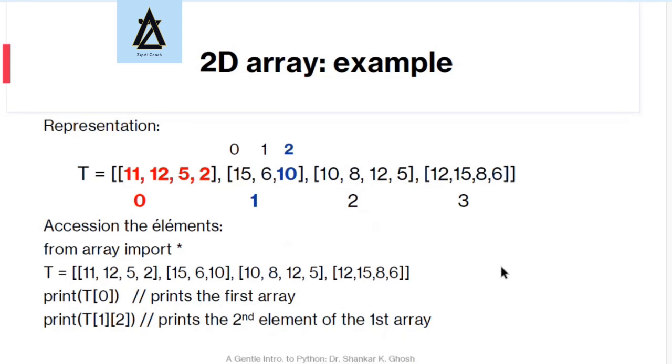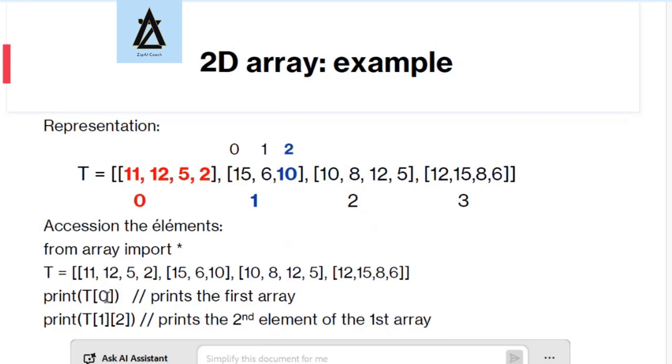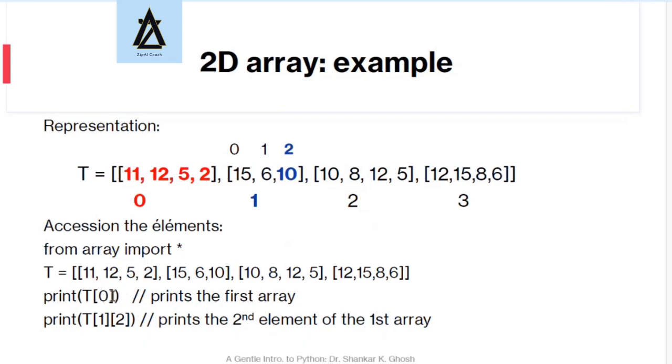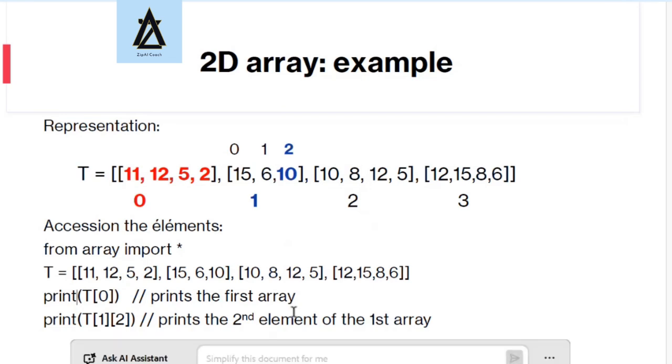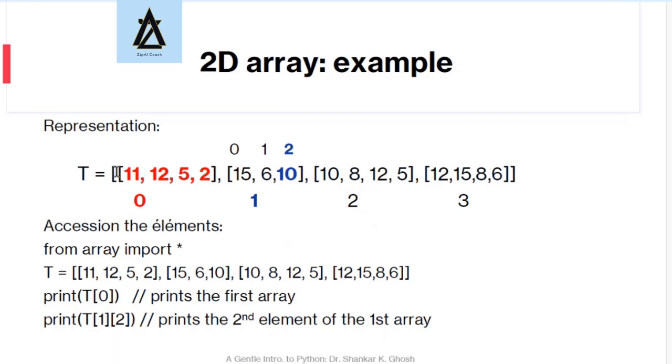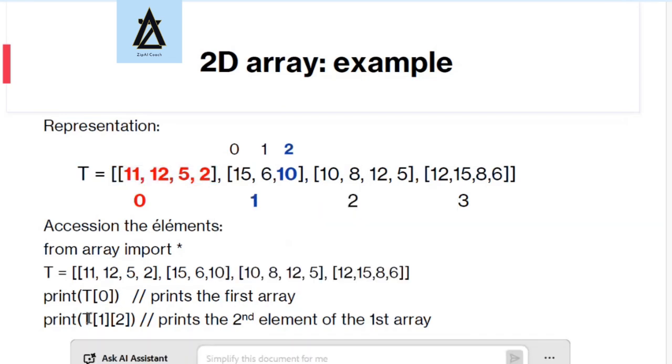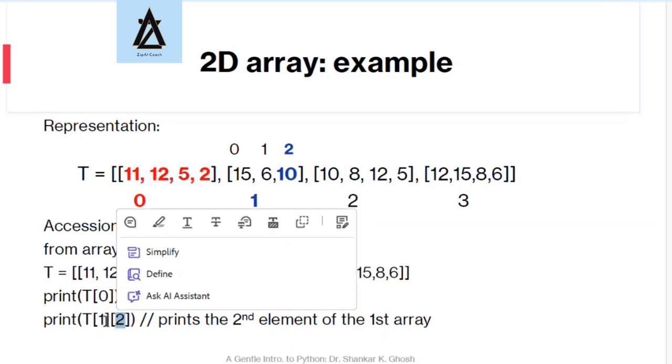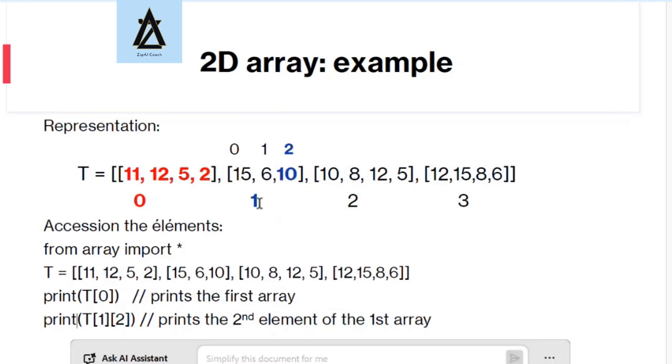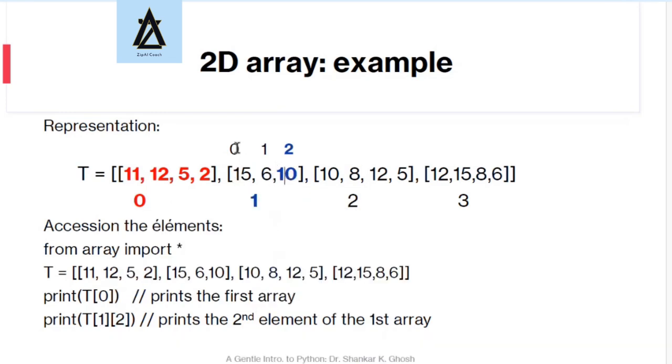Now the question is how to access. If you just apply your common sense, you will be able to understand. When you write T[i][j], basically the first index specifies the particular one-dimensional array, and the second is the element in that one-dimensional array. If you just write T[0], that means you want to print the entire 0th array, this one. If you write T[1][2], that means you want to print the second element of the first array. This is the first array, right? The second element, it starts from 0, 1, 2.